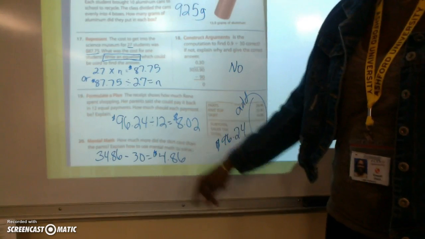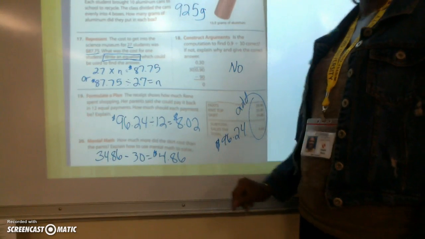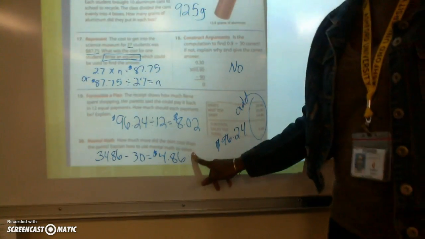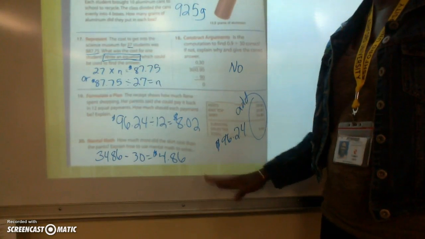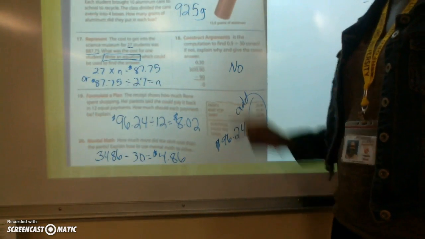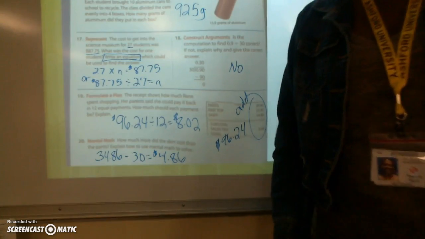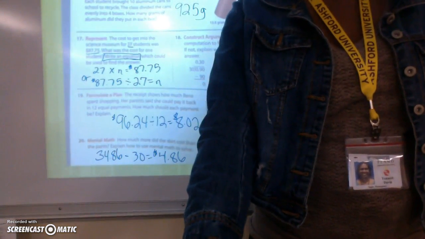And this was just mental math, subtracting using decimals. So the answer was 486. So that's your homework. Now we're going to move into practicing for the assessment.